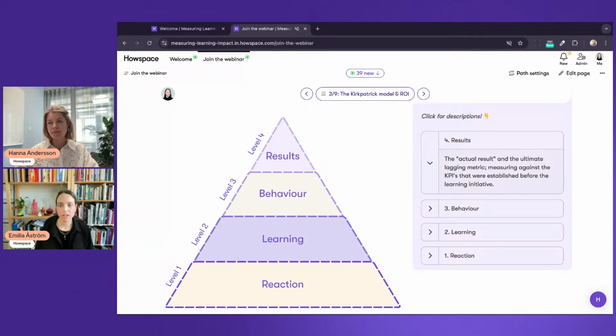And it's also about assessing whether the learning initiative led to meaningful change, such as, for example, improved performance, increased sales, or stronger team dynamics. And Hanna is going to share some more examples of ways that you can measure the results later on as well. And what also makes this challenging is that sometimes it can take months after the learning initiative before these things start to show up as well.